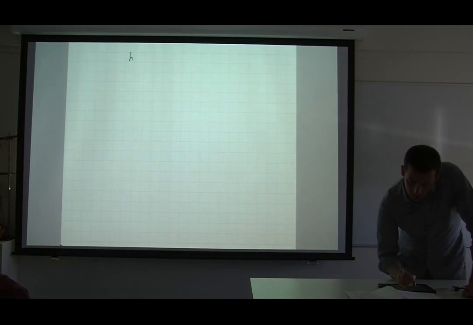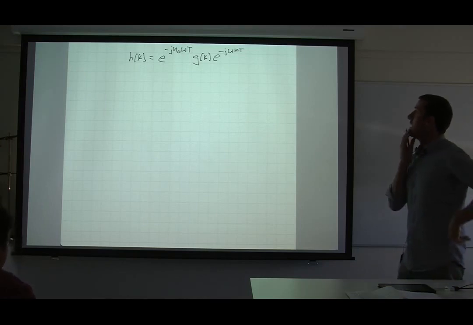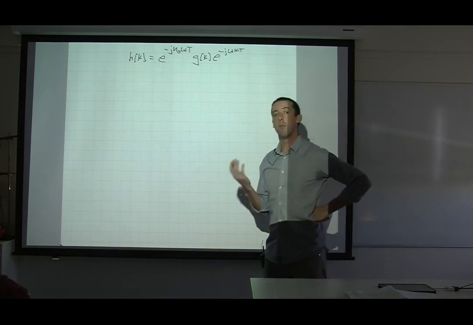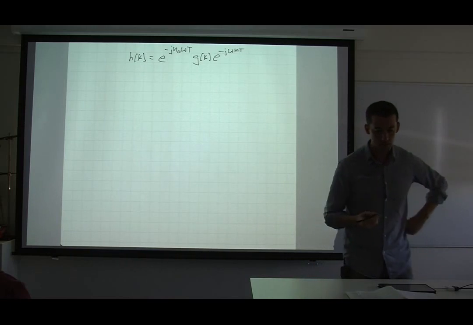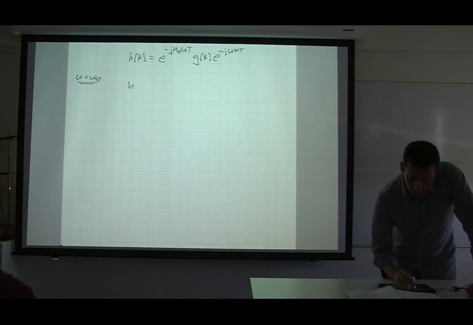So we get that our filter coefficients, h of k, are equal to, let's just rearrange a little bit, e to the minus j n naught omega t by g of k by e to the minus j omega kt. It's still a little bit scary. Imagine I said to you, let's have a look at a particular frequency. So let's just do omega equal to omega naught. So I'll have h of k equal to e to the minus j n naught omega naught t, g of k, e to the minus j omega naught kt.